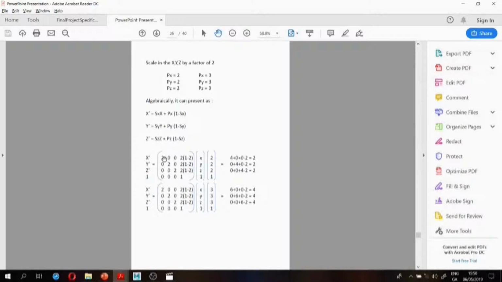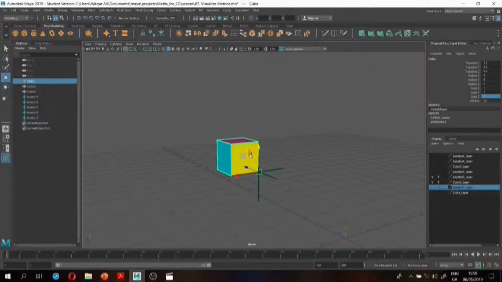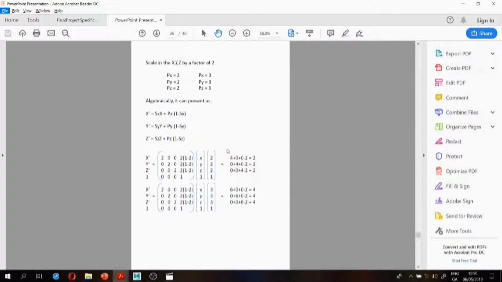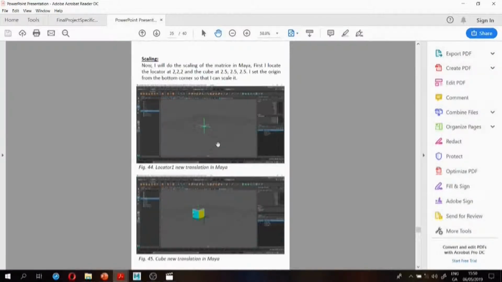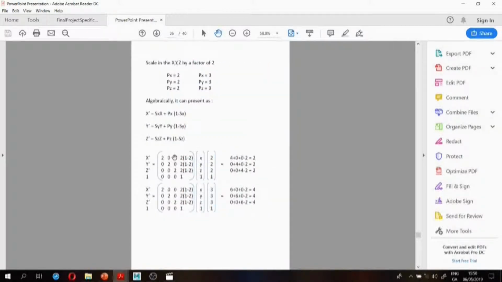So x dash will be 2, because we have this location at 2. It's 2, and then 0 for y value, 0 for z value, and then 1 minus 2, since x is 2, which results in minus 2.